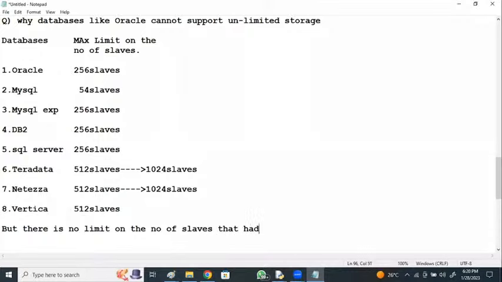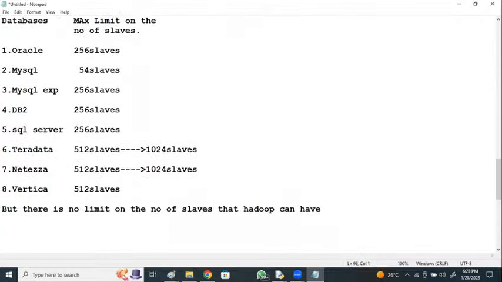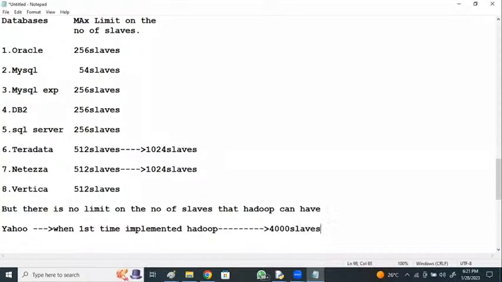But there is no limit on the number of slaves that Hadoop can have. It can have an unlimited number of slaves. When Yahoo first implemented Hadoop, it went with 4,000 slaves for storing its data. Currently Yahoo uses nearly 12,000 slaves or nodes.